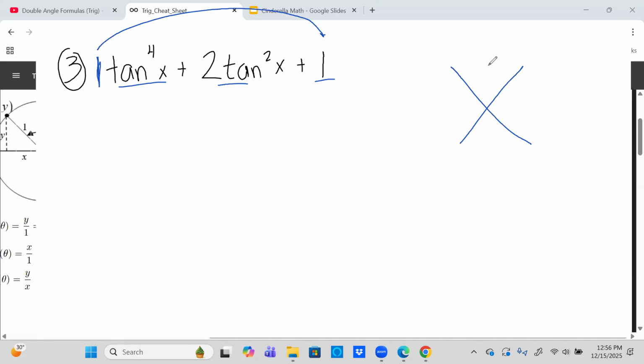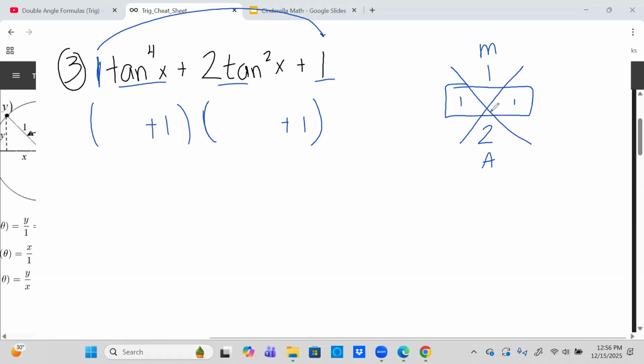So 1 times 1 is 1, and the middle number is 2. What multiplies here adds to here? Well, that'd be 1 times 1. So if we factor this, it would be plus 1, and then to know what goes in the front, by the way, that came from right here. These were both positive 1s. Then to see what goes into the front, you take this front guy and cut it in half. So that was tangent to the fourth, cut it in half. So that would be tangent squared and another tangent squared.